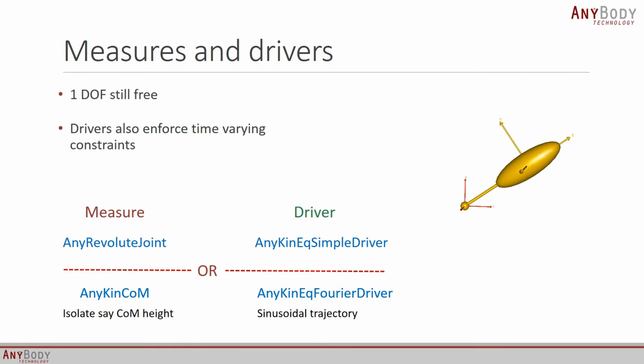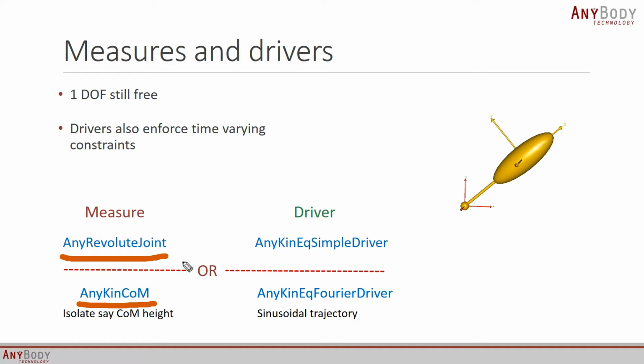So you can choose your measures and drivers based on convenience. In this particular case, it was more convenient to use the center of mass, but in a case where it is more convenient to use joint angle, I could have used AnyRevoluteJoint. The most important thing is that irrespective of what measure you choose, the total number of degrees of freedom represented by those measures should be the same. In this case, this had to be 1 degree of freedom because this was the only free degree of freedom that we had in our system.